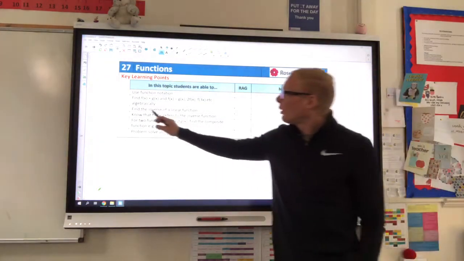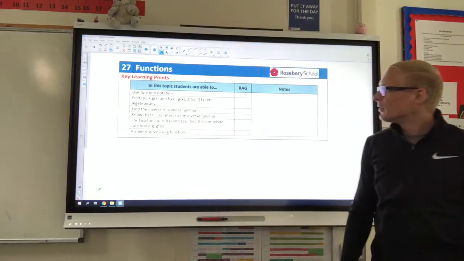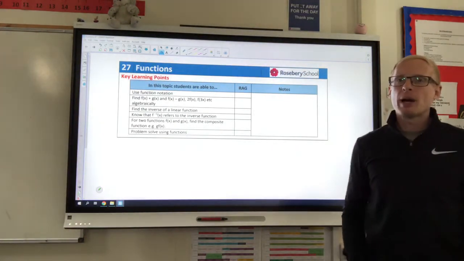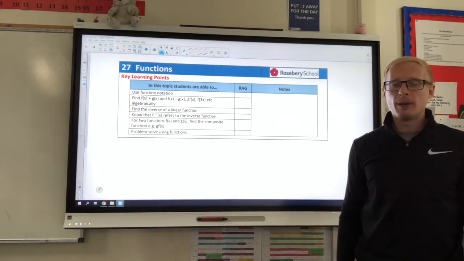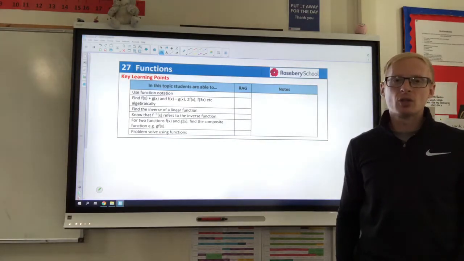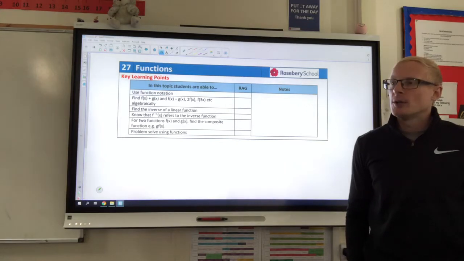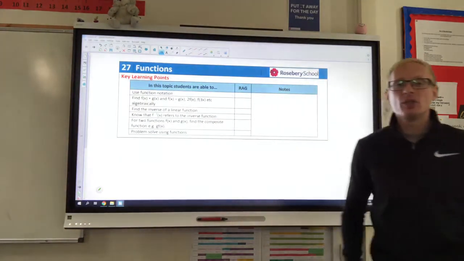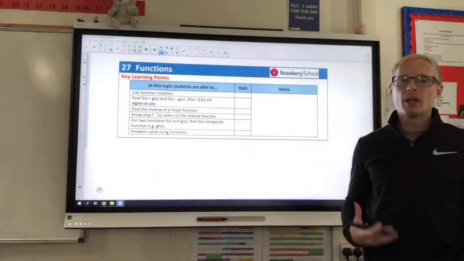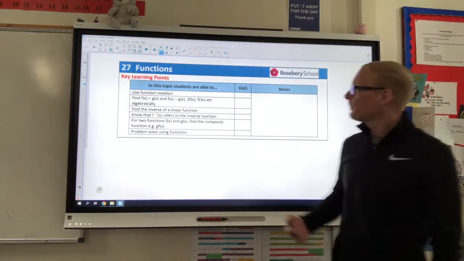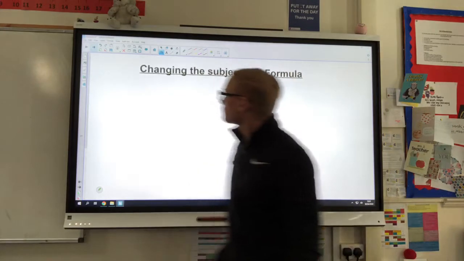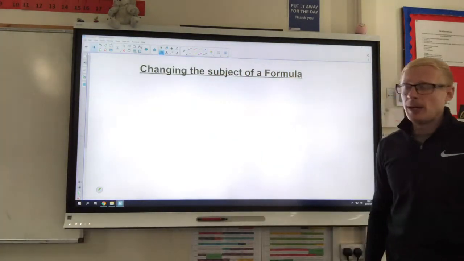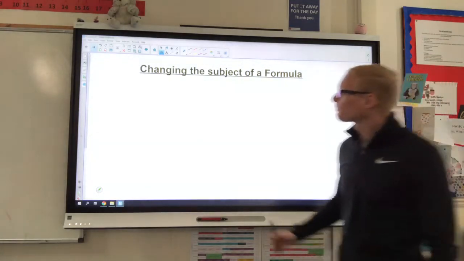Now we're going to work on number 3 today, so finding the inverse of a linear function. But before we do that, we need to practice rearranging formulae. The name for that is changing the subject of the formula. So we need to practice that skill before we can attempt that. So I just need to remind you of how we go about rearranging formulae. Okay? So changing the subject of a formula would be your title for today. So copy that into your books.